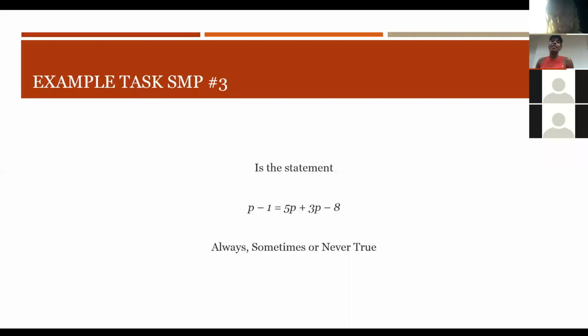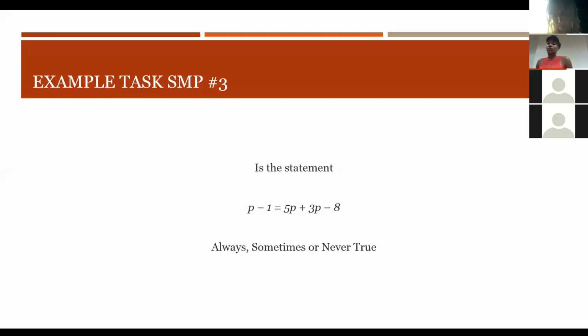I say to my students, I never take anyone's word for anything. If you said it's sometimes true, you have to show me one that works and one that doesn't work. If it's always true, you have to show me at least 2 that prove that it always works. If you say it's never true, you have to give me 2 proofs that show that it doesn't work.